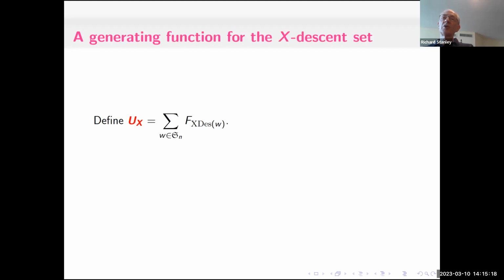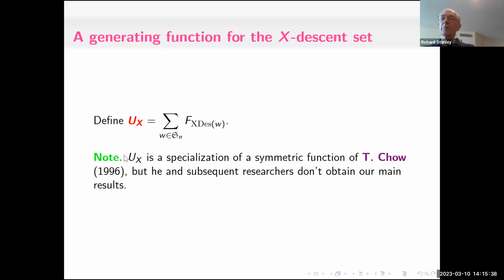And let's try to find a generating function for the X descent set, or at least define one, completely in analogy with ordinary descent sets. I'll let Ux be the sum over all W in Sn of the fundamental quasi-symmetric function indexed by the X descent set. As a historical note, Ux is a specialization of a symmetric function considered by Tim Chow in 1996. But he and some other people who looked at it went in a different direction than I'm going to do here.